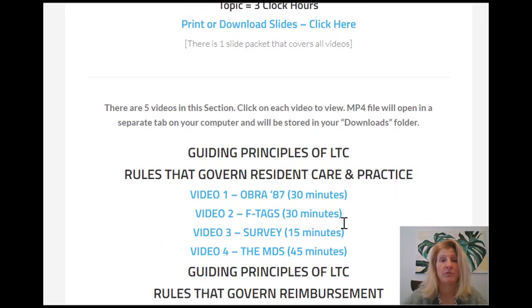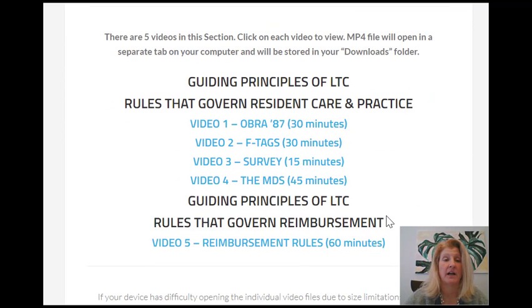So this course is going to be a total of 3 clock hours. It's going to go through all the guiding principles of long-term care. So you're going to get all the rules that guide us in our practice and care of a resident, contrasted with all the rules that guide us in practice to be reimbursed for the care that we provide. So we're going to go through all the rules of long-term care and where to find them and what they are. What are the key rules that we need to know as therapy professionals?